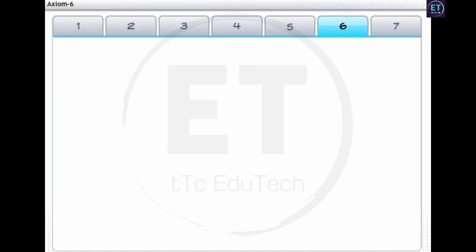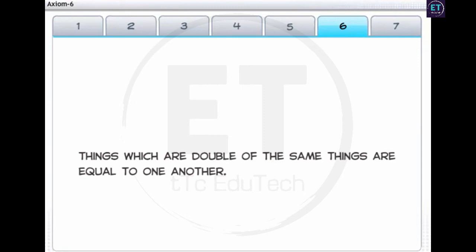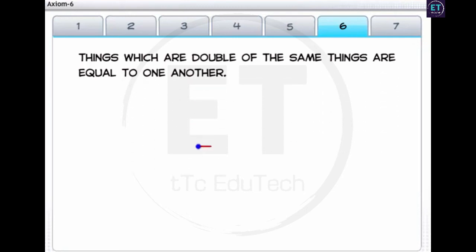Now, let us have a look at the sixth axiom. It states that things which are double of the same things are equal to one another. Let A and B be two line segments with the same length. When the line A is doubled, the length of the new line will be equivalent to the line segment B doubled.